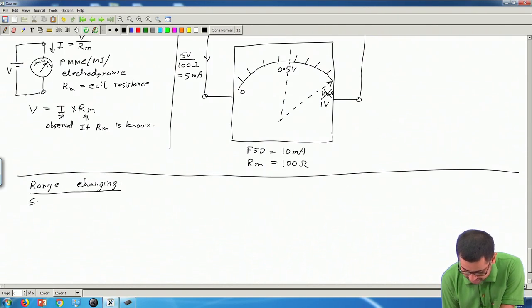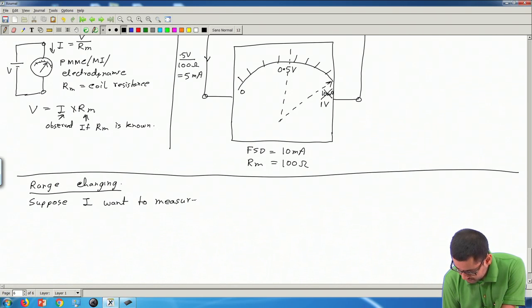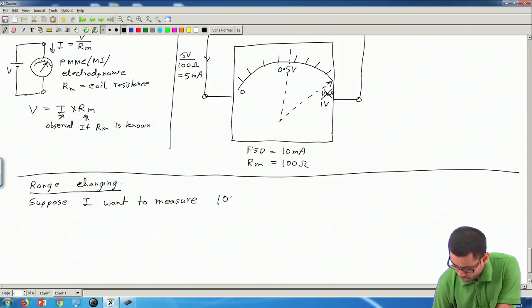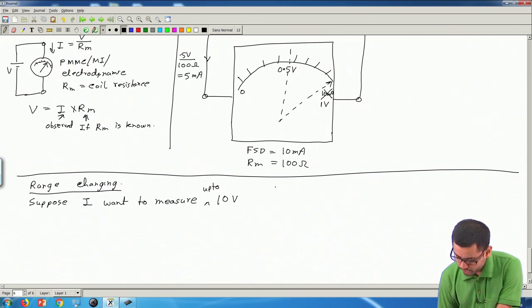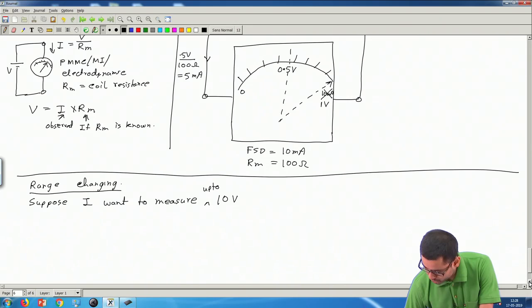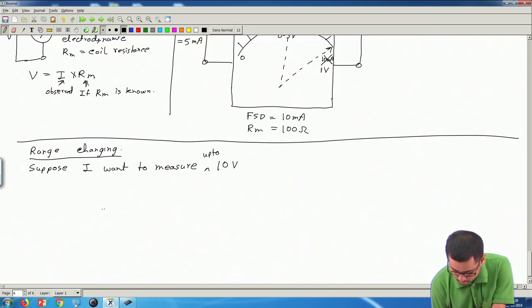Suppose I want to measure up to 10 volt voltage. Okay, so then what can I do? What I will do is this.